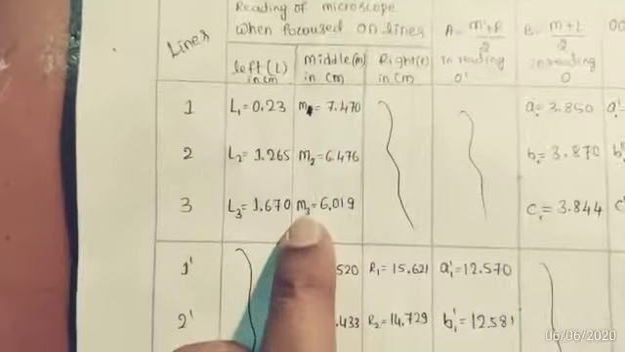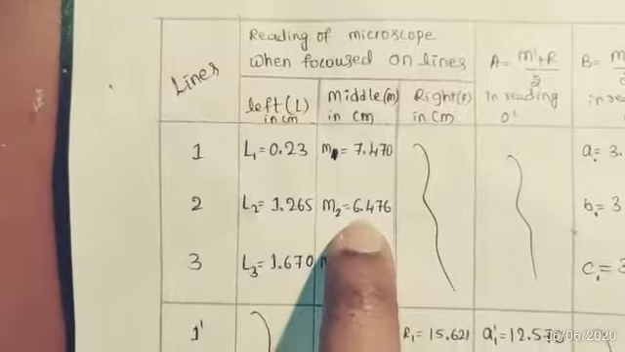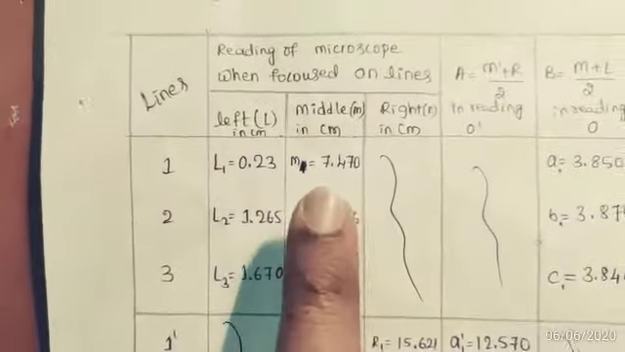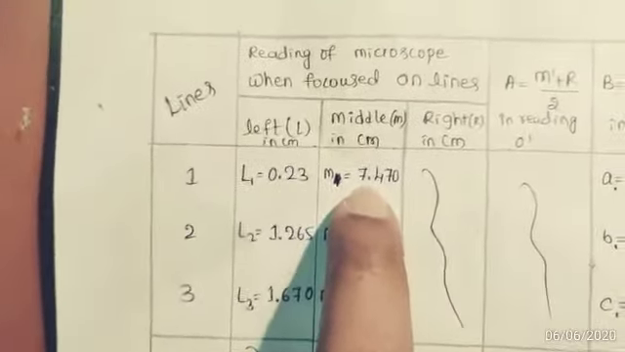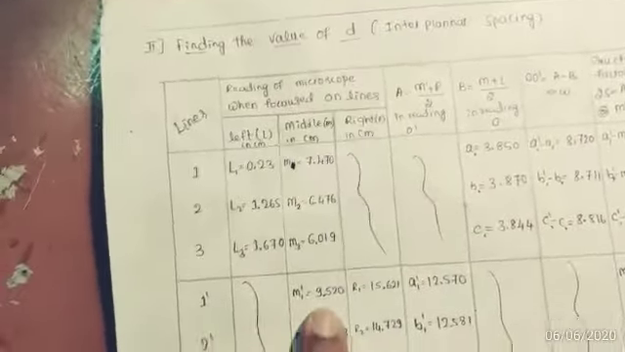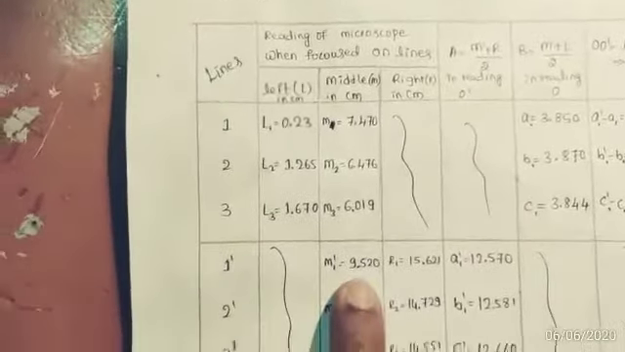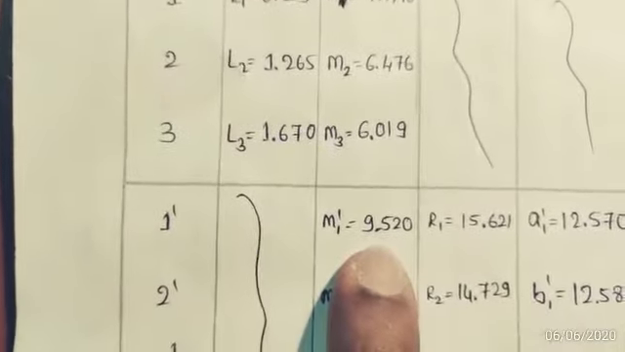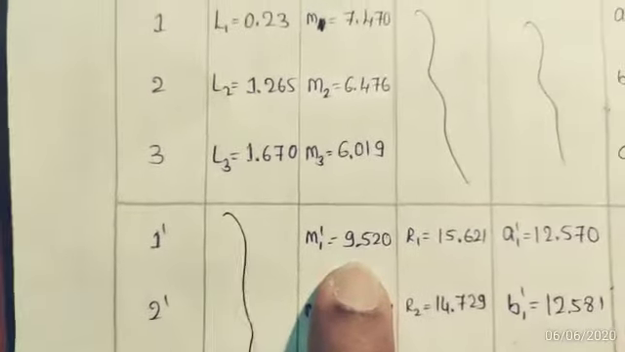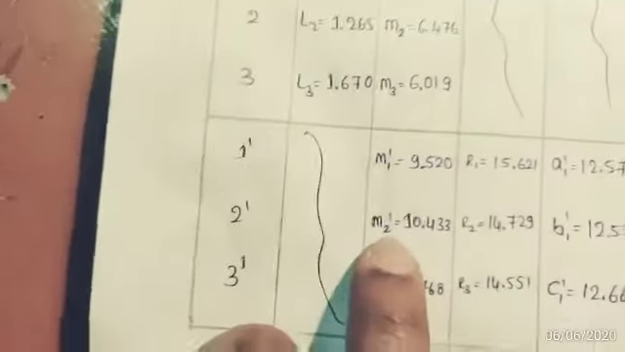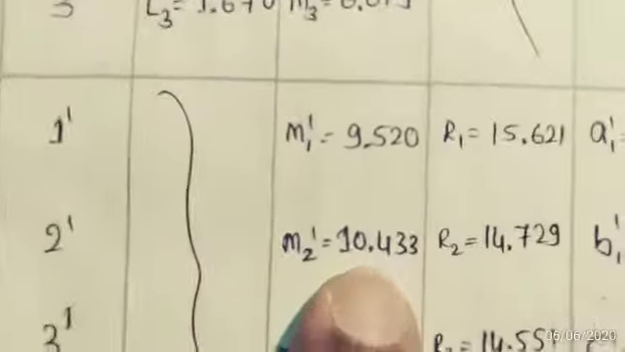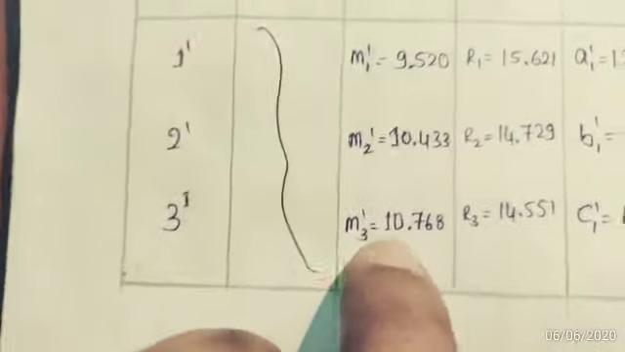Fourth point is 6.019, that is M3. Fifth point is 6.476, that is M2. M1 is 7.470. 7th point is 9.520. Its value is 9.520. I am going to call that one as M1 dash. Similarly, M2 dash is equal to 10.433. M3 dash is equal to 10.768.